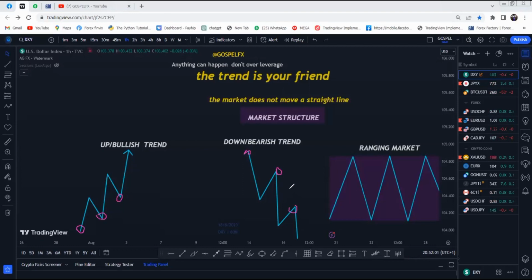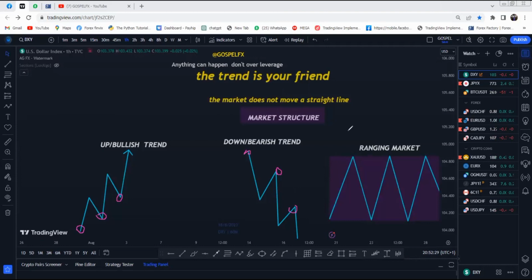Follow the trend. If the trend is bullish, then go with the bullishness, be buying. If the trend is bearish, then you should be selling. You don't go against the trend, which is your friend, right? The trend being your friend, you have to stay loyal to your friend. If the trend is down, be going down as well. If the trend is going up, be going up as well.